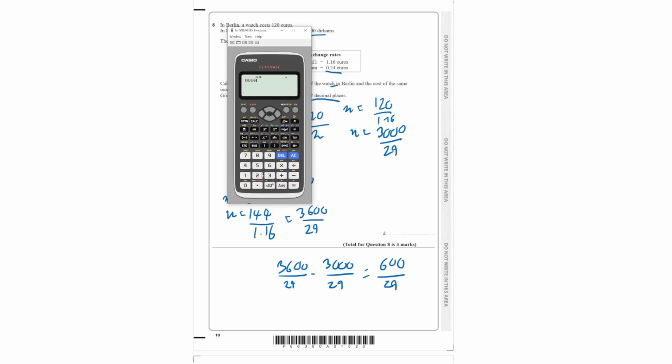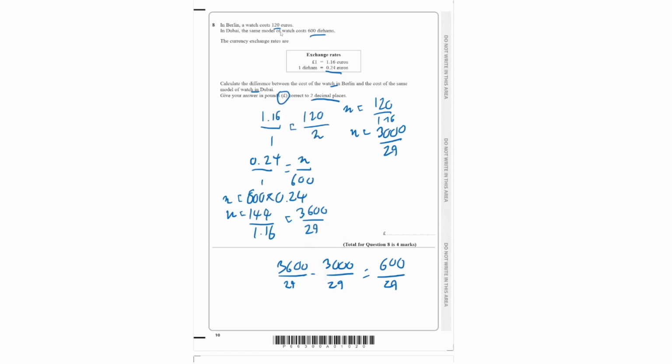Since they have the same base, I can go ahead and subtract. That gives us 600 over 29. And now I can find our answer. 600 divided by 29 gives us 20.689. Correct to 2 decimal places.